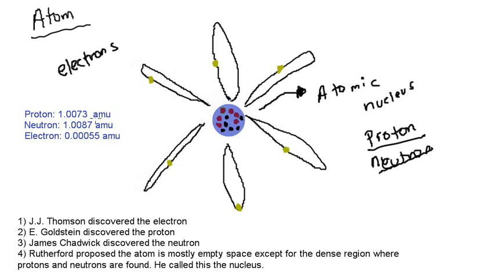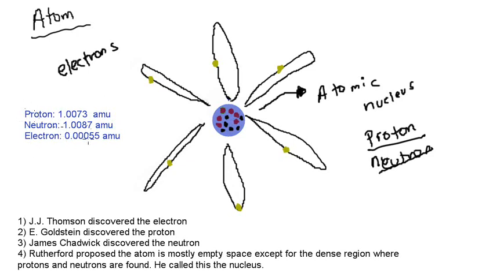Okay, so now let's go into how much these subatomic particles weigh. They're weighed in a special type of unit called the atomic mass unit. Protons and neutrons weigh almost the same thing. Notice that the proton weighs 1.0073 atomic mass units, and neutrons weigh 1.0087 atomic mass units. So protons and neutrons weigh almost the same thing.